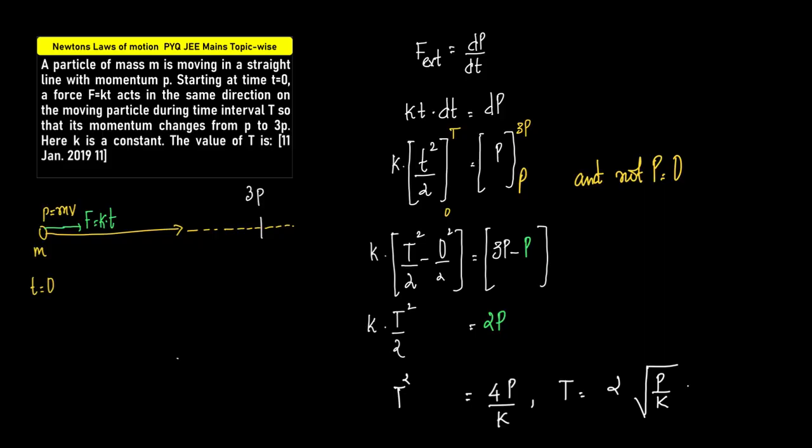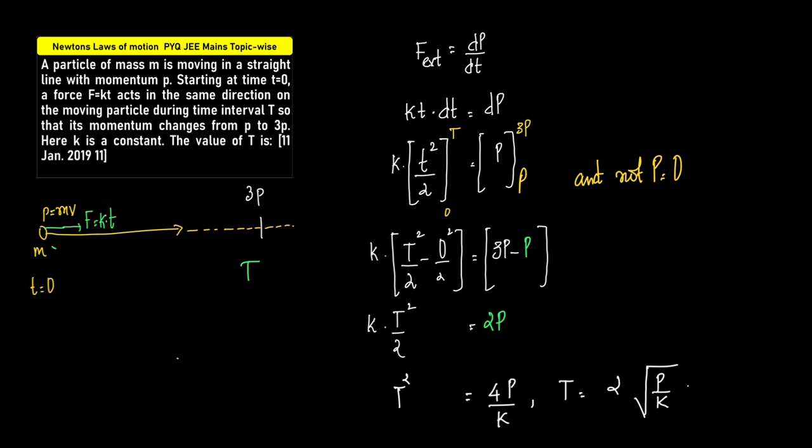So if we were to visualize this question, what we have is an object of mass m moving under the influence of force F equal to kt from time t equal to 0, and the momentum is now p. After some time, the momentum becomes 3p. Now, what time interval is required to change this momentum from p to 3p is the question. So at time 0, the corresponding momentum is p. At some unknown time t, the corresponding momentum is 3p.